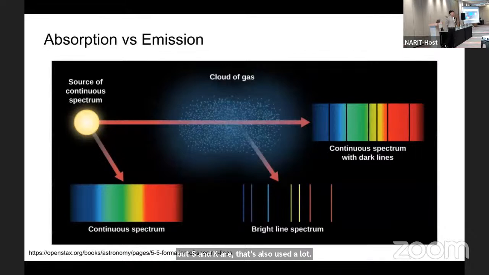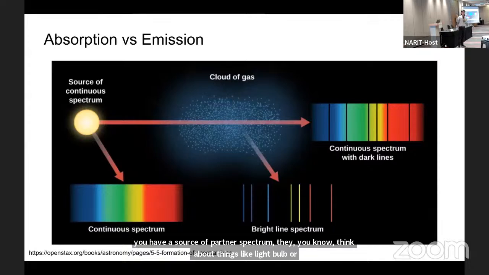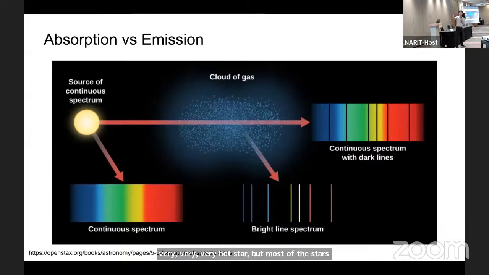So this is the process that they came up with, right? If you have a source of continuous spectrum, think about things like a light bulb or very, very hot stars, but most stars have lines. In this case, you get this continuous rainbow out. But if you put a cloud of gas in front of it with some elements in it, and look through this gas, then what you see is this continuous spectrum with absorption lines taken out of it by elements inside this cloud of gas.